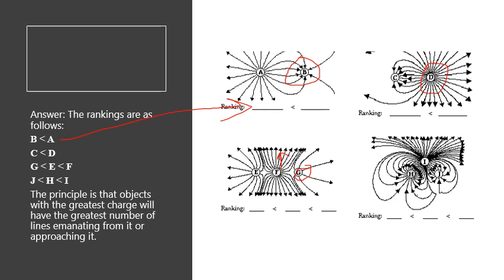What about this? Yes, I looks strongest, then H, then J. From I the lines are moving outward, so I is positive, and J and H are negative. So these are the answers that can be calculated.